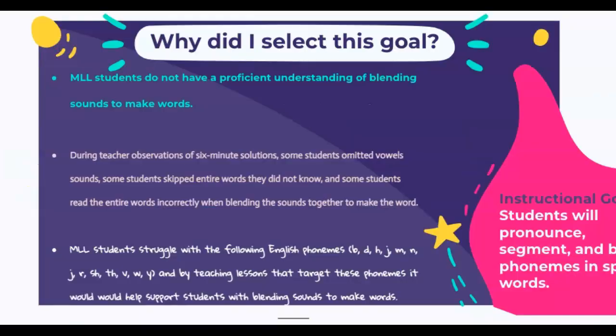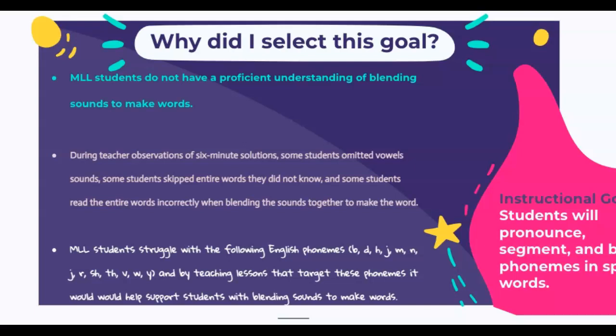So why did I select this goal? Well, multilingual learner students do not have a proficient understanding of blending sounds to make words. This was found out by doing a DIBELS 8th edition nonsense word fluency assessment. And during teacher observations of 6-minute solutions, some students omitted vowel sounds, some skipped entire words they did not know, and some students read the entire words incorrectly when blending the sounds together to make the words.